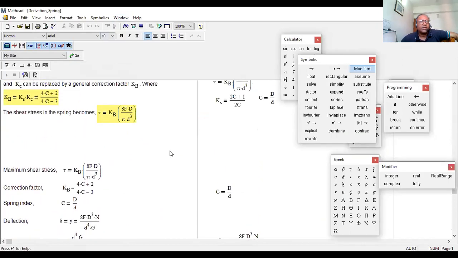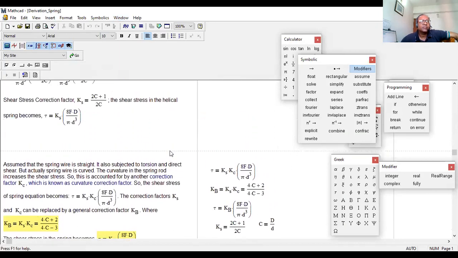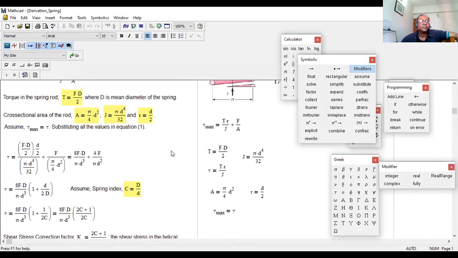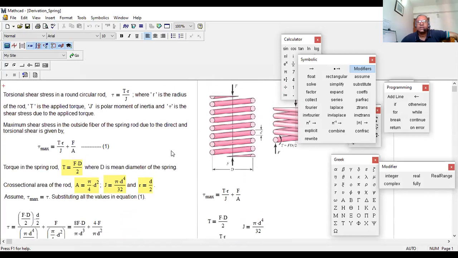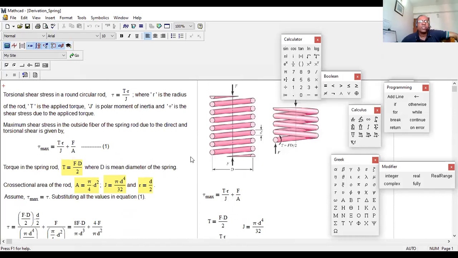Okay, did you see the MathCAD file? You can see, right? Okay, yes, sir.